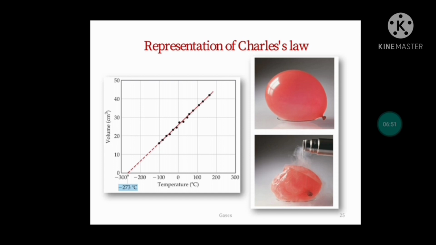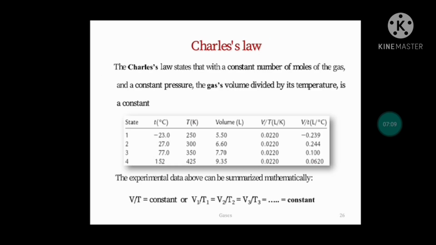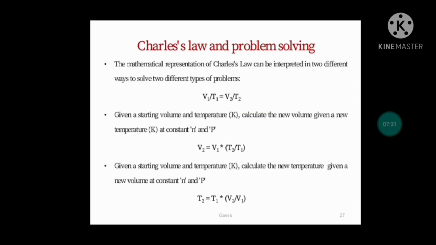Here we have a constant number of moles and constant pressure. So temperature and volume are going to change, and the mathematical expression for it is V upon T is equal to constant. So we can write here V1 upon T1 is equal to V2 upon T2 is equal to V3 upon T3 is equal to constant.